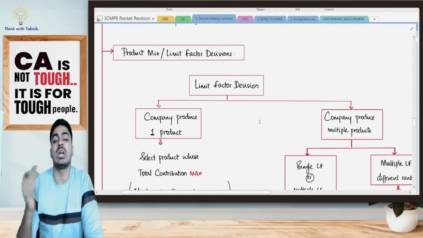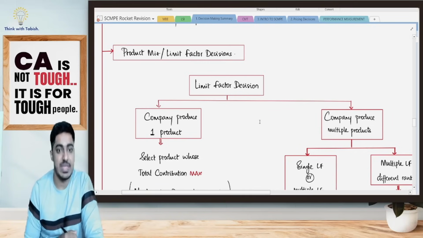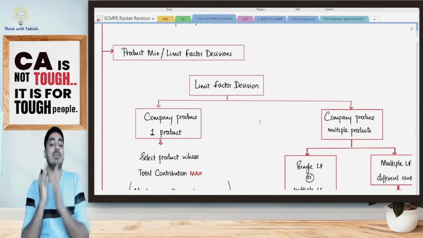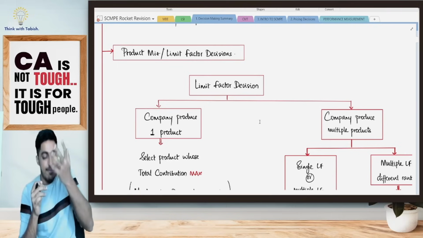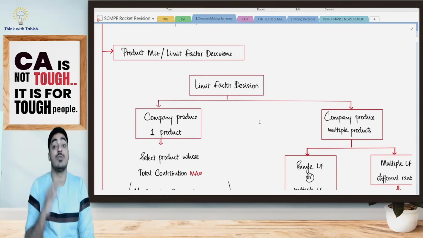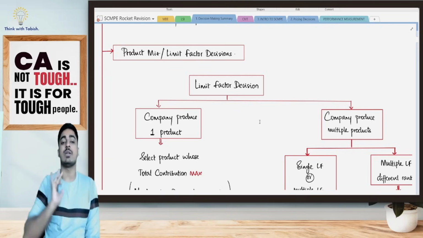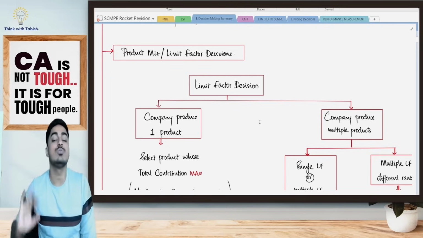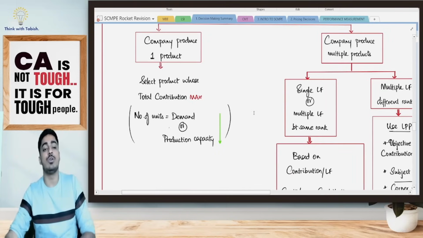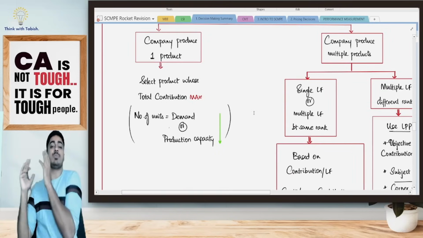Next, we are having product mix or limiting factor decisions. Now, limiting factor, yes, I am having a limiting factor. That is, any resource whose availability is less than the requirement. Now, how do I take a decision? Company is telling, because I am having a limiting factor, I am producing only one product. Or company is telling, no, I am going to produce more than one product. If company is going to produce only one product, which product should I produce?